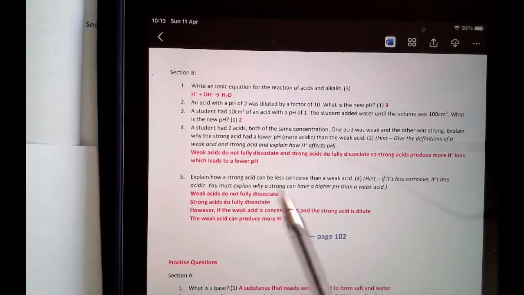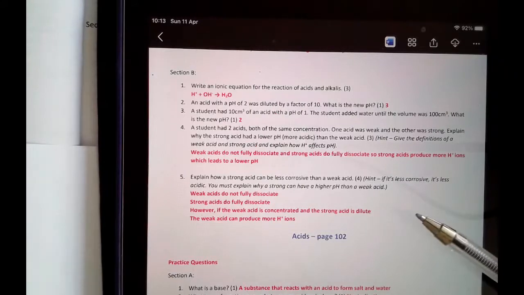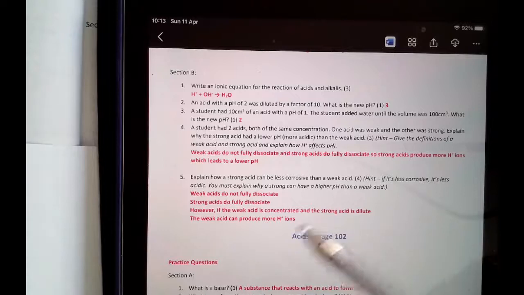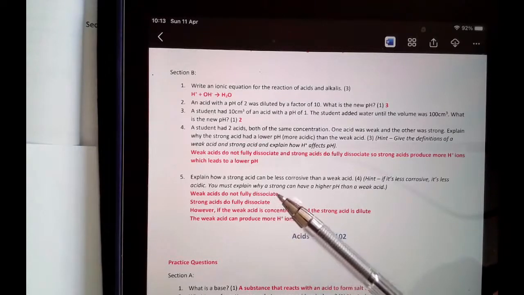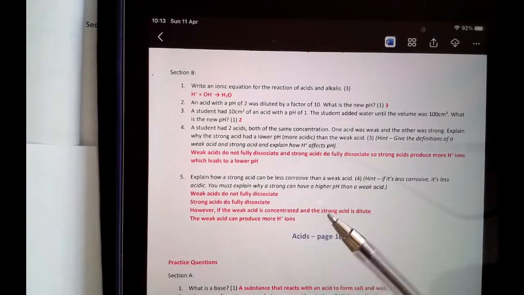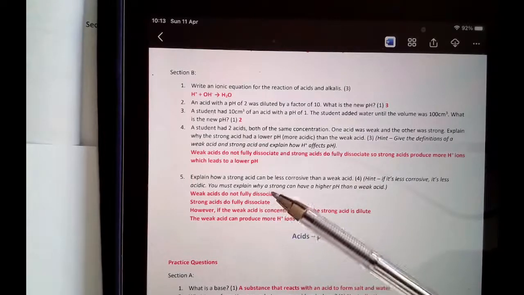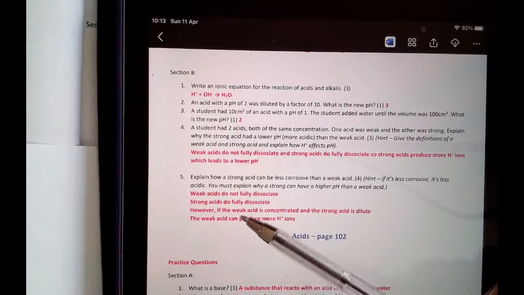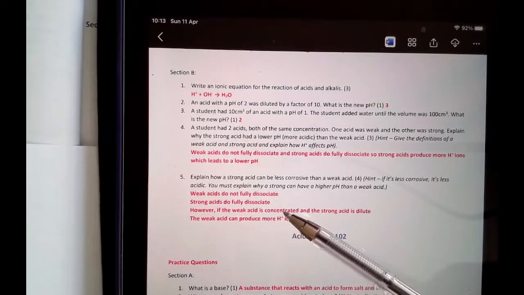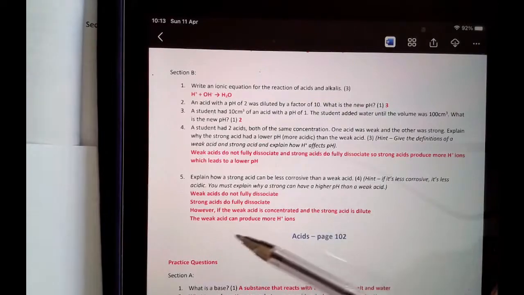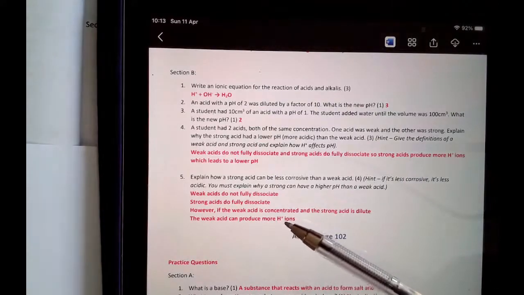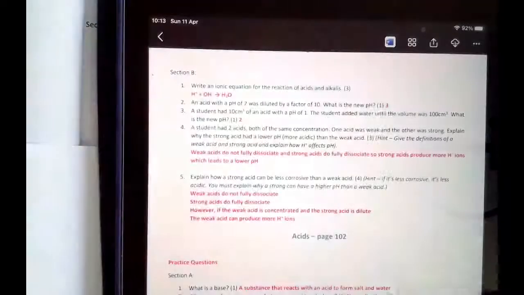How can a strong acid be less corrosive than a weak acid? I've given you a hint here. If something's less corrosive, it means it's less acidic. So you're explaining why the strong acid is less acidic than your weak acid, which is the example that we looked at before. Again, I've started by just giving the definitions of weak and strong. However, if the weak acid is concentrated and the strong acid is dilute, then the weak acid can produce more H plus ions and therefore is going to be more acidic.